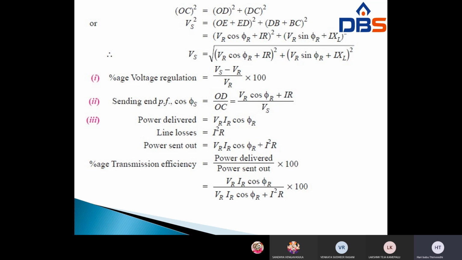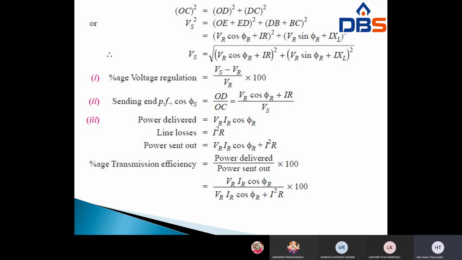You must remember this formula well. Sending end voltage: sometimes they ask the problem, calculate the sending end voltage. They give all these things. First we have to calculate the IR drop and IXL drop, then we calculate the sending end voltage. Sending end voltage is equal to square root of (VR cos phi R plus IR) square plus (VR sin phi R plus IXL) square. We know the sending end voltage and the receiving end voltage. Therefore, percentage voltage regulation is equal to (VS minus VR) by VR into 100.